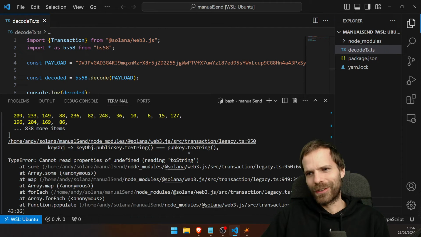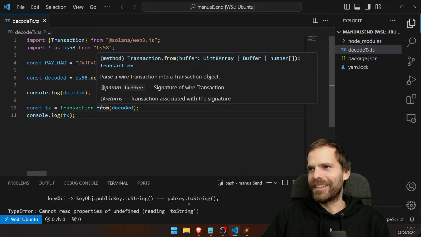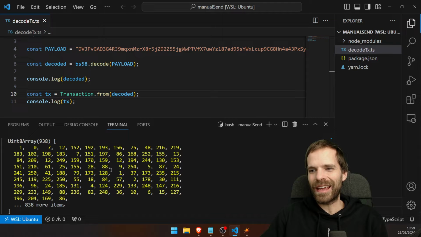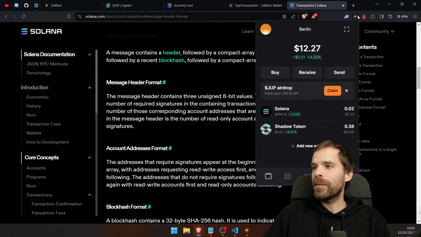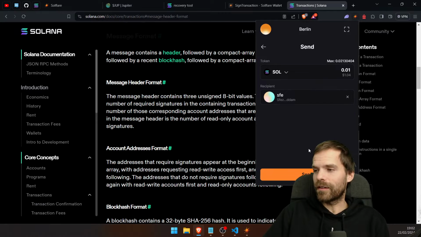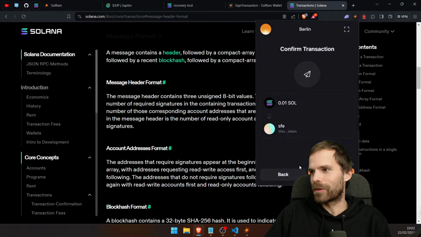Uh-oh. Well, that does not look good at all. Okay, it's not that easy. I wish it was just that easy. So it's not exactly as the transaction would like it. Maybe let's start with something simpler. Send Sol to the bricked wallet. I can't send anyway, but I might as well try.